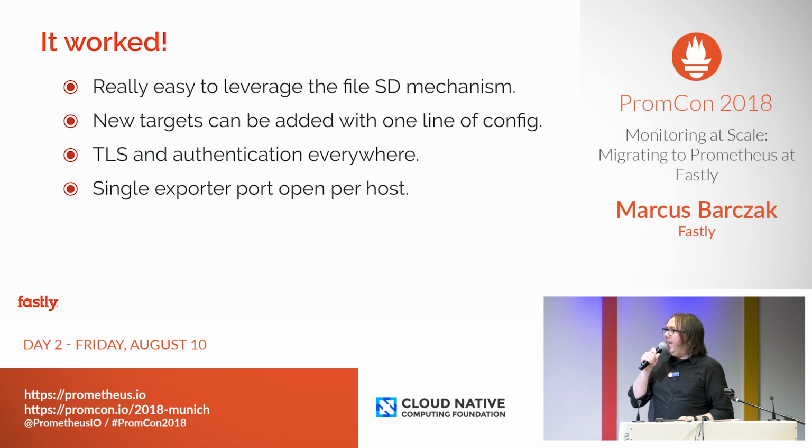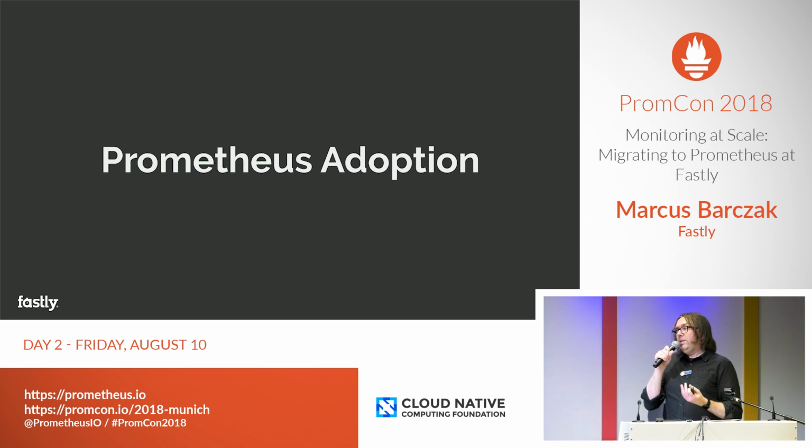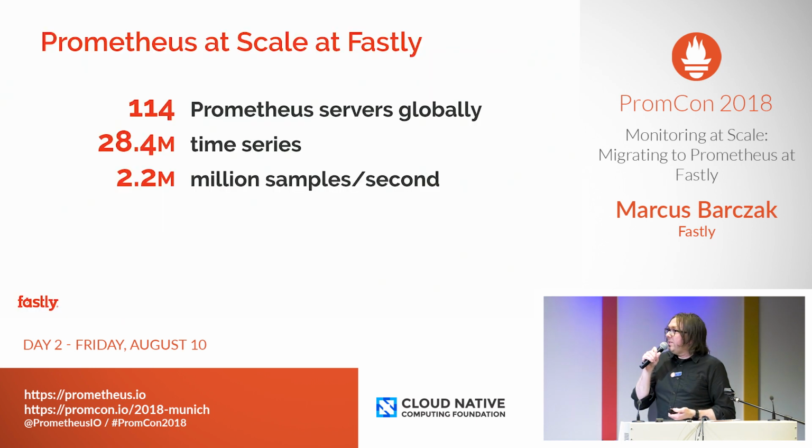Cool. So now we've done that whirlwind tour of getting things out. So what does Prometheus adoption look like at Fastly so far? We started this project in November 2017 and have been working our way through. We've got probably about 70% of our infrastructure fully Prometheusized. So what are some of the stats?